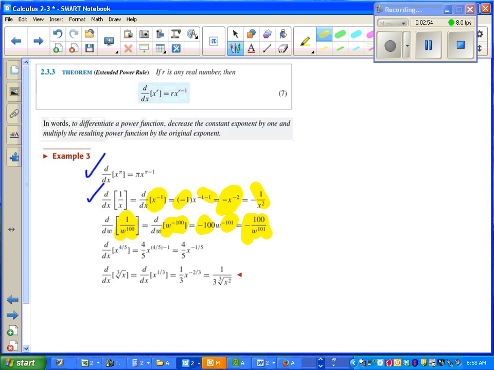On the last piece, cube root of x, you have to get a little more creative. You have to first rewrite that as x to the 1/3. Then you can drop the 1/3 down and lower the exponent by 1. And if you're having trouble going from here to here, you need to see me. That's an Algebra 2 skill that we should have mastered. Go ahead and pause the video, look over all these, make sure you understand each of the examples. They're all using the same rule.